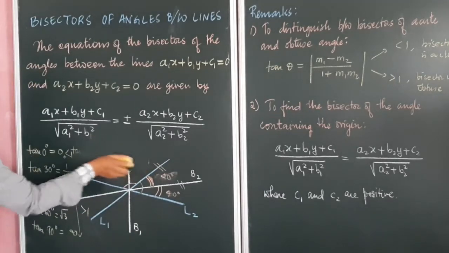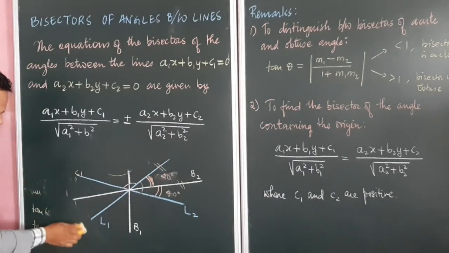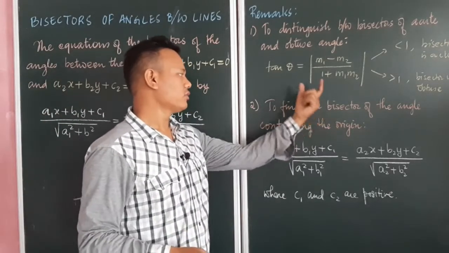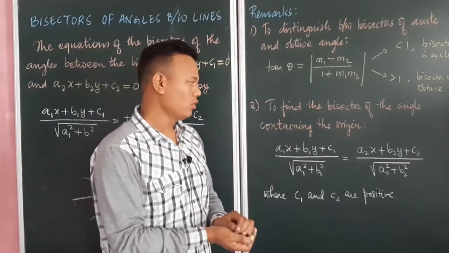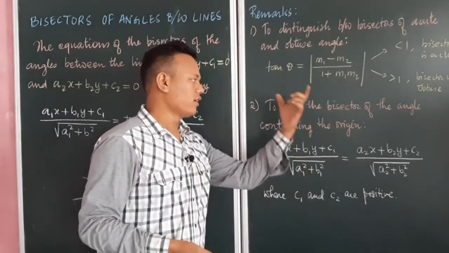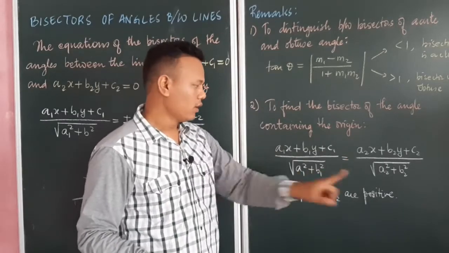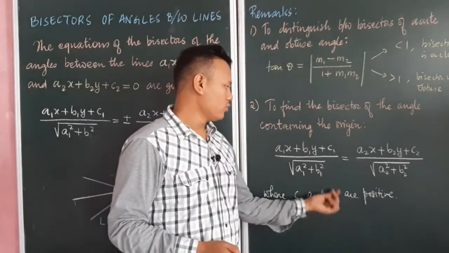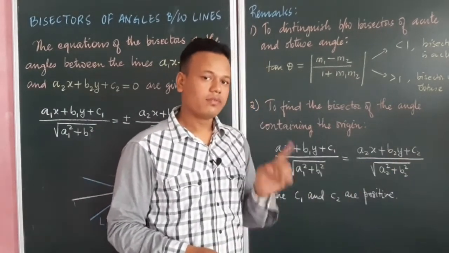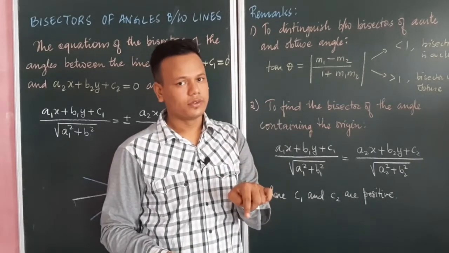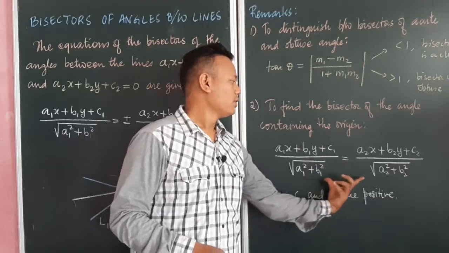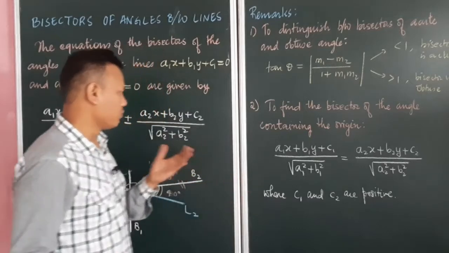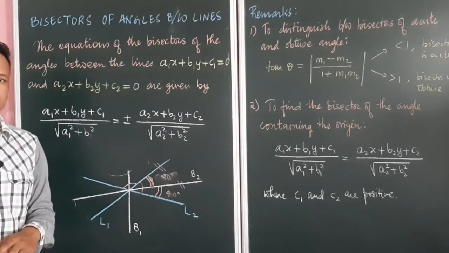So the next remark that we need to understand is number 2, that is, to find the bisector of the angle containing the origin. There will be a direct question given to you, so your direct formula will be this one. There will be only one, there is no plus minus, but one thing you need to remember is that C1 and C2 must be positive. If they are given to be negative, you have to make them positive. After making them positive, this gives you the bisector of the angle containing the origin. You may pause the video to note down the formula.